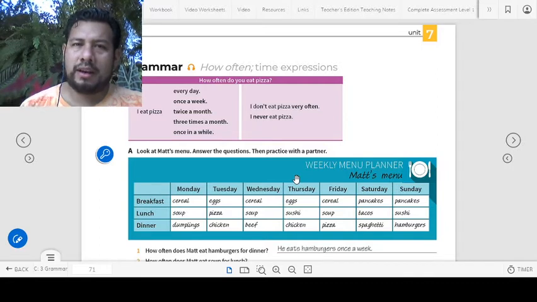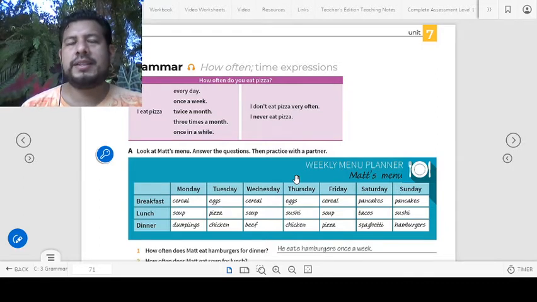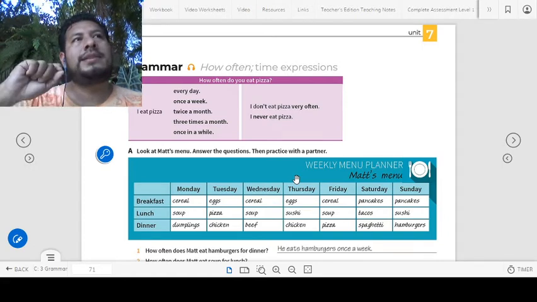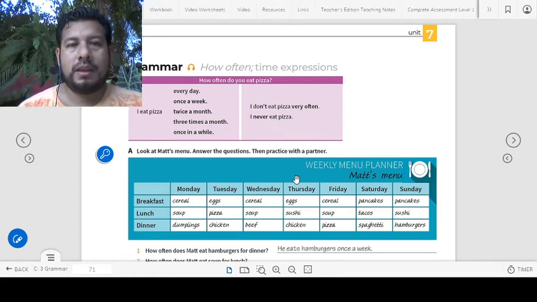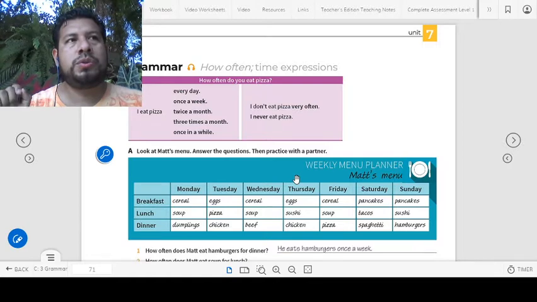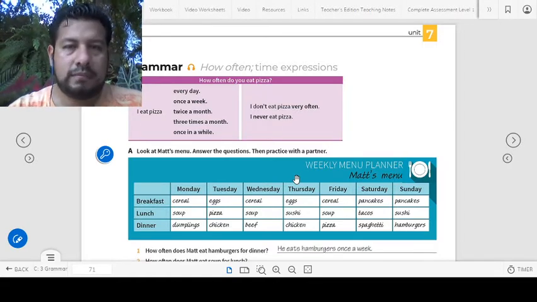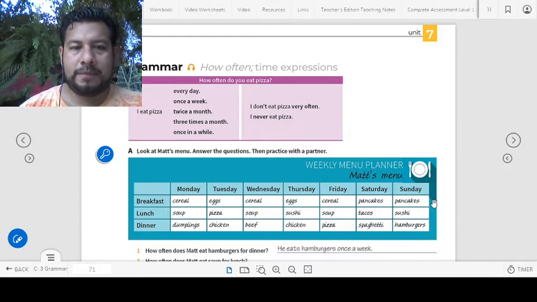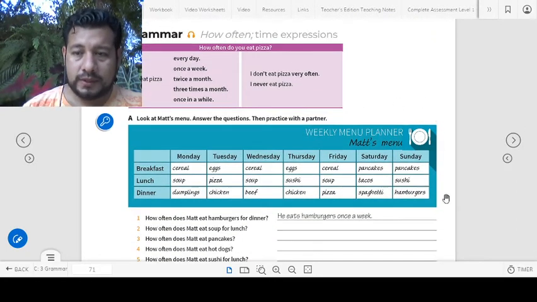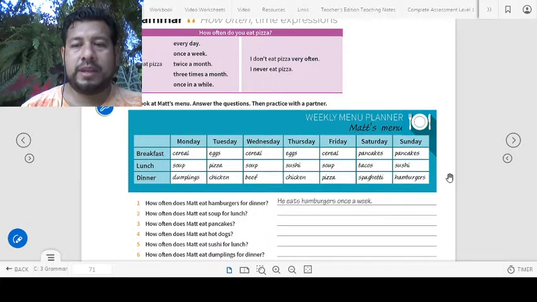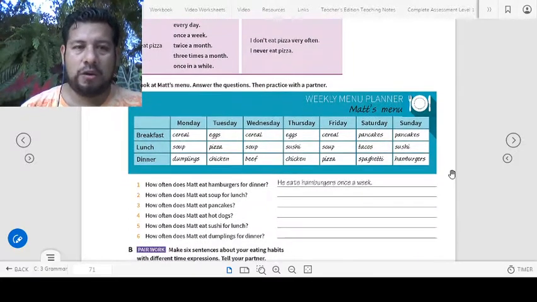¿Qué tan seguido ella estudia inglés? How often does she study English? She studies English once a week. She studies English twice a month. ¿Sale? Jueguen un poquito con las combinaciones de tiempo. ¿Sale? Entonces, esa es una expresión de tiempo y eso es para preguntar qué tan seguido algo.